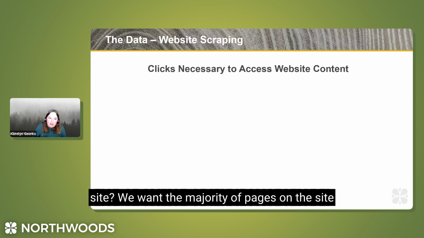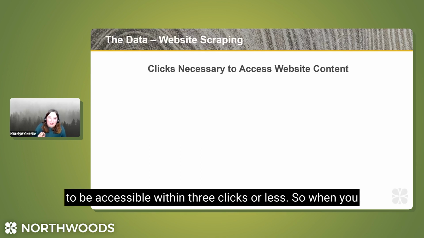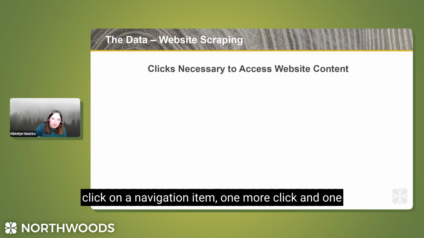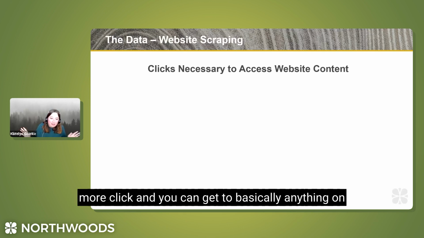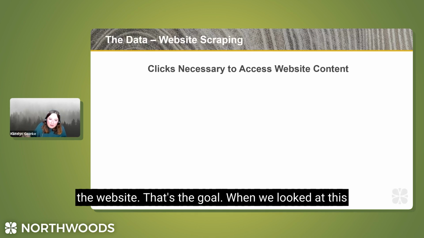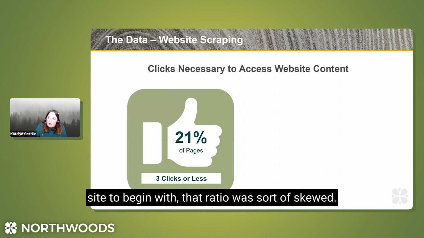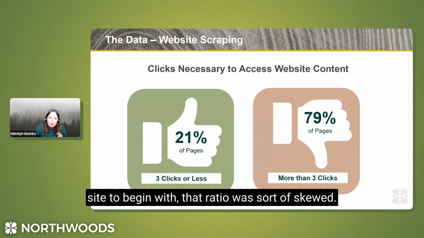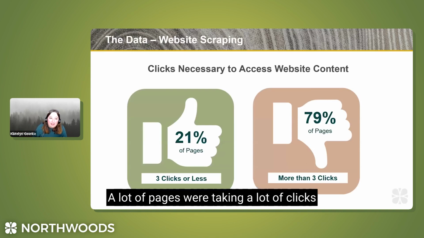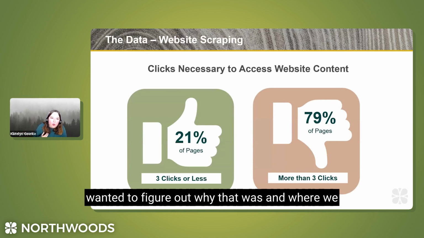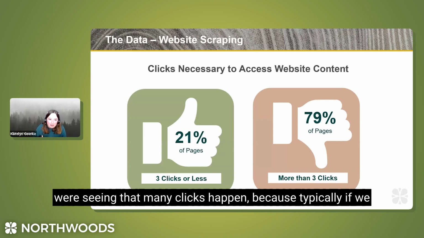We want the majority of pages on the site to be accessible within 3 clicks or less. So with a click on a navigation item, one more click and one more click, and you can get to basically anything on the website. That's the goal. When we looked at this site to begin with, that ratio was sort of skewed. A lot of pages were taking a lot of clicks to get to, at least more than 3. So we wanted to figure out why that was and where we were seeing that many clicks happen.